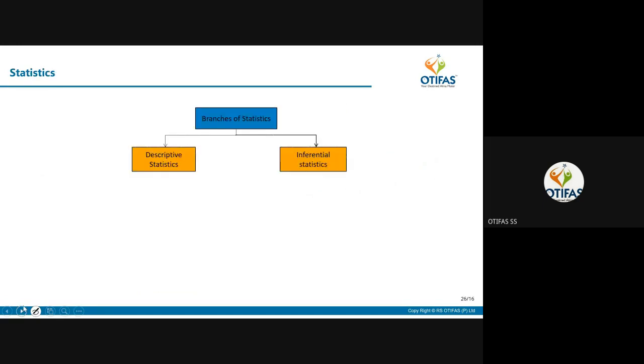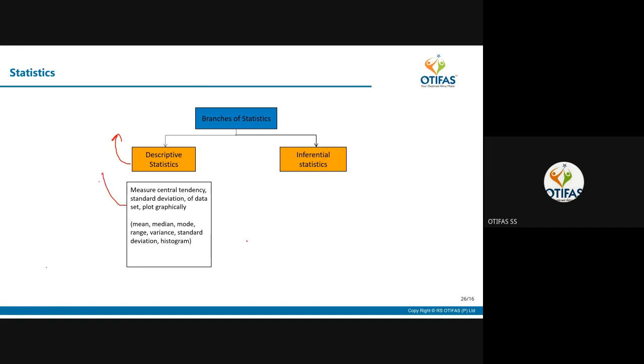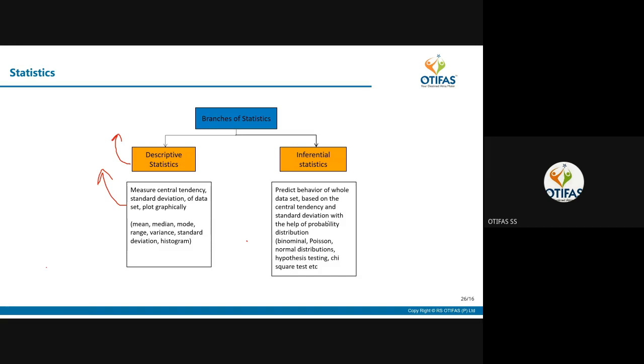So two branches of statistics. Descriptive is nothing but describing the current data set. What comes in descriptive statistics? It's all about central tendency, measures, standard deviation, type of data, plots, etc.: mean, median, mode, range, variance, standard deviation. And in inferential statistics, we are predicting behavior of the whole data set.